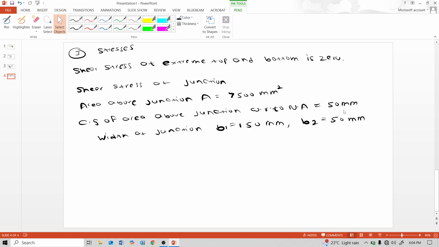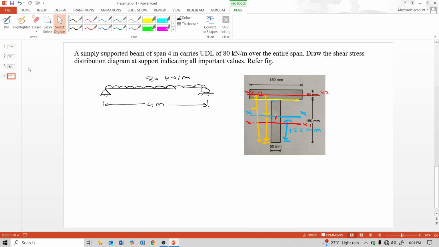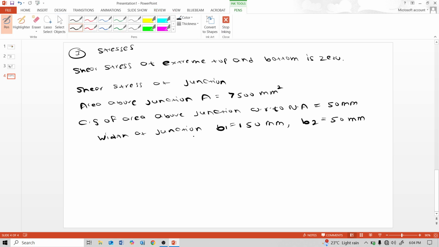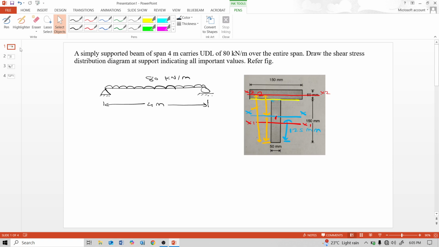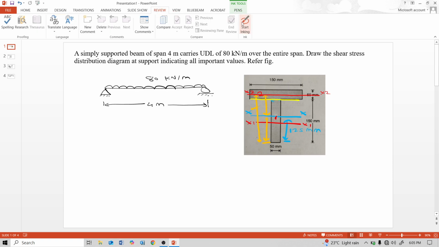This b1 is 150 mm and b2 is 50 mm. Now the next formula for the shear stress distribution: tau1 is equal to S A y upon b1 I. This S is the shear force, and the shear force for a simply supported beam is WL by 2.